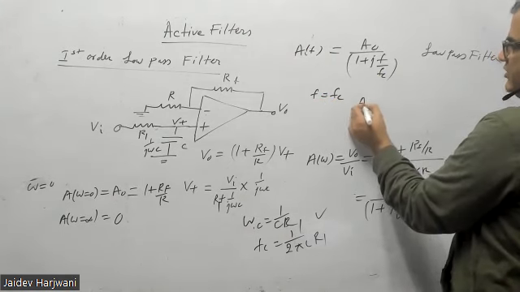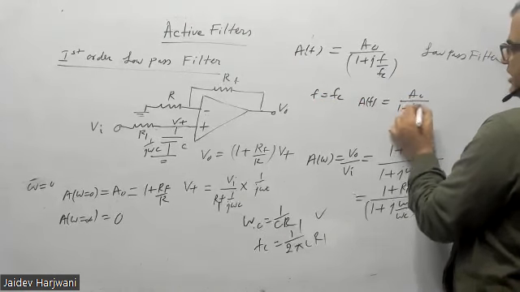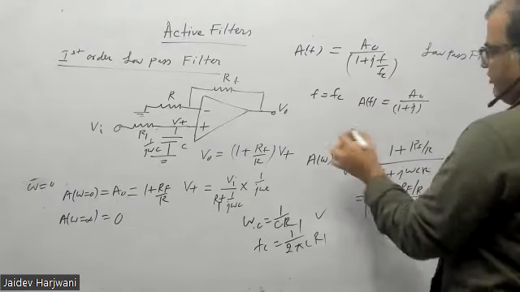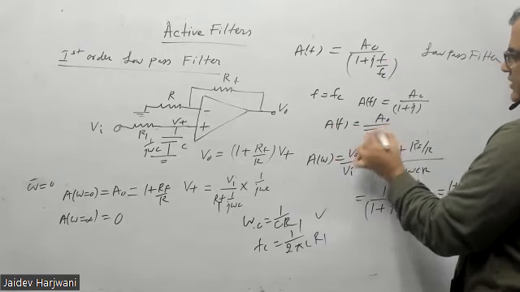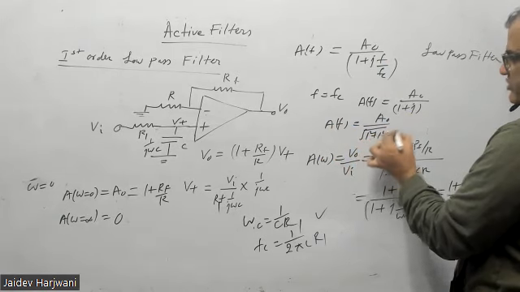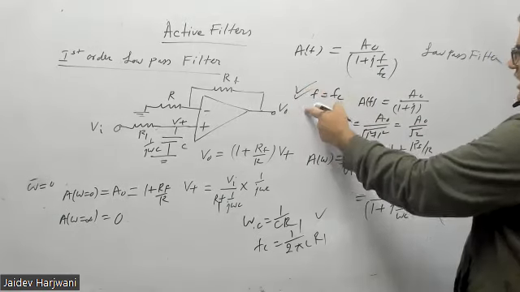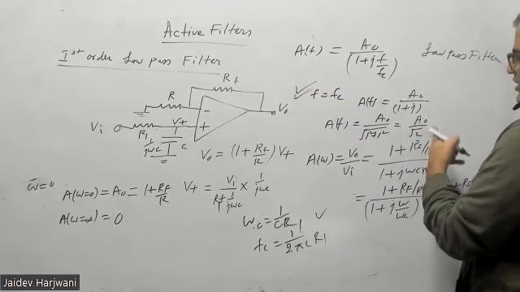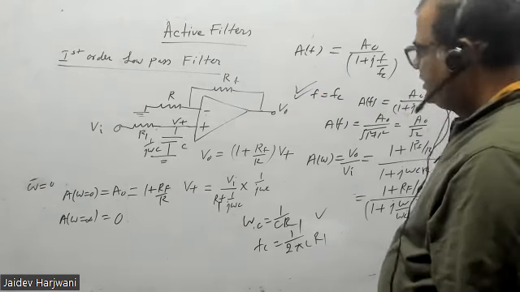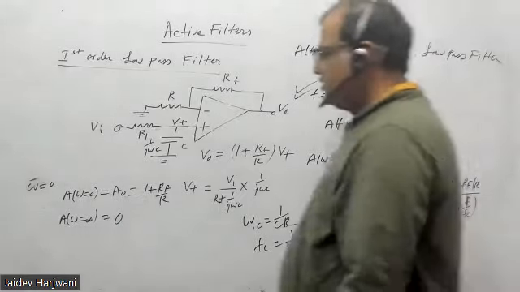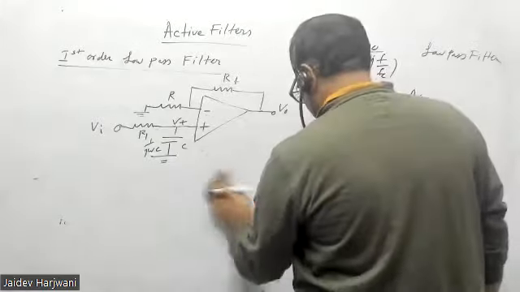So at F equal to FC, your A of F is A naught over 1 plus J, FC upon FC, FC cancels. And if you want the magnitude of this number, this is a complex number, A0 over root of 1 square plus 1 square, that is A0 by root 2. So the cutoff frequency is the frequency at which gain becomes 1 by root 2 of the original value or DC value.